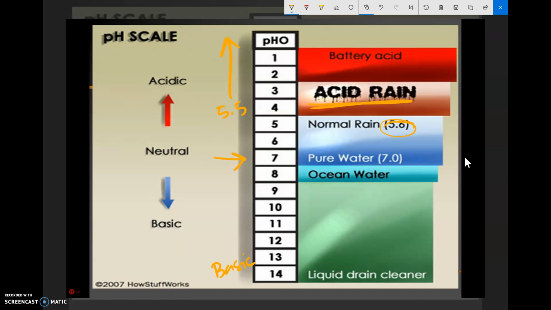Now the effects of acid rain, and you can look these up if you want to, but it can deteriorate stone, specifically limestone. So if you ever go to a cemetery and you're walking around and you can't really see the definition on maybe a statue or a headstone, it's probably because it's been eroded from acid rain. Different parts of the country have more issues with acid rain than others.